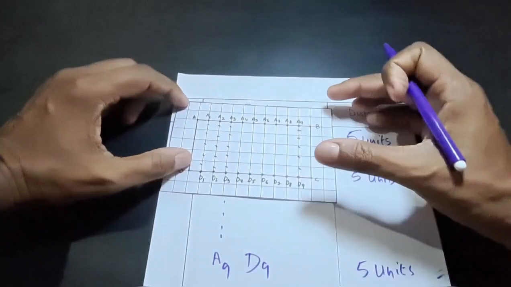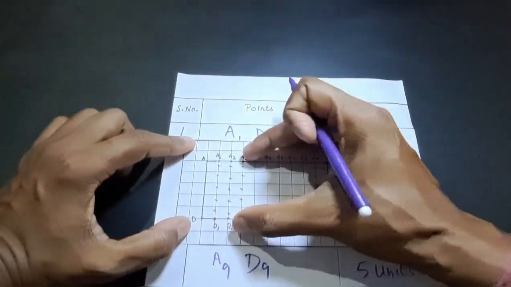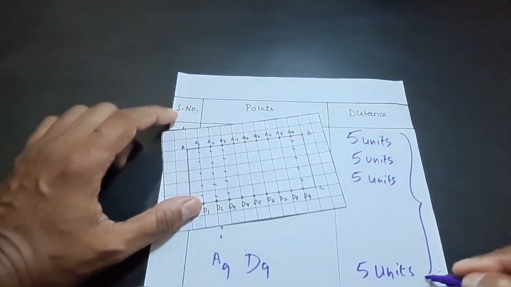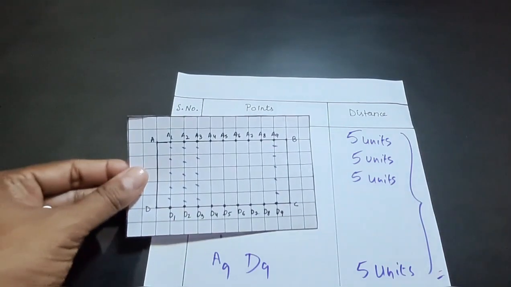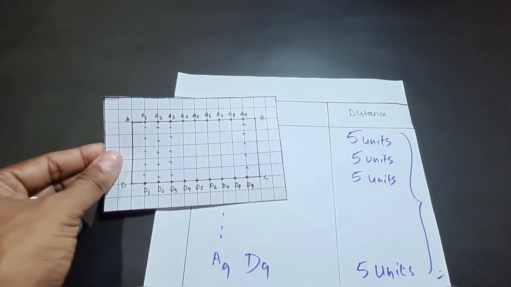Now this proves that the distance between the lines AB and CD is always 5 units, which is a constant quantity, and that proves that the distance between parallel lines remains constant.